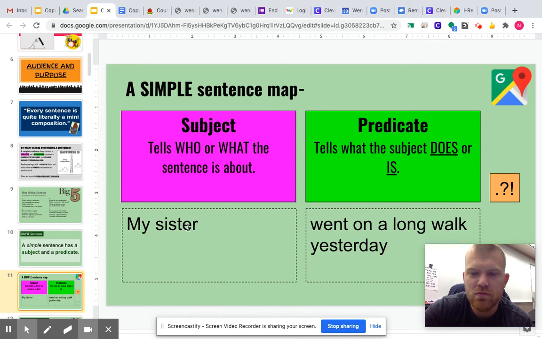My sister went on a long walk yesterday. So my sentence was, my sister was the subject, and went on a long walk yesterday is the predicate, telling what the subject is doing or did.